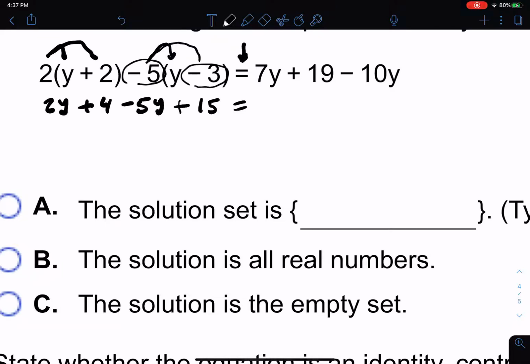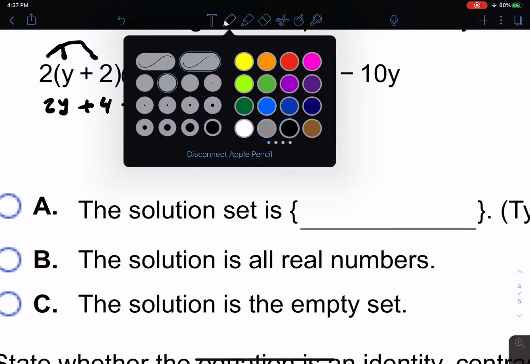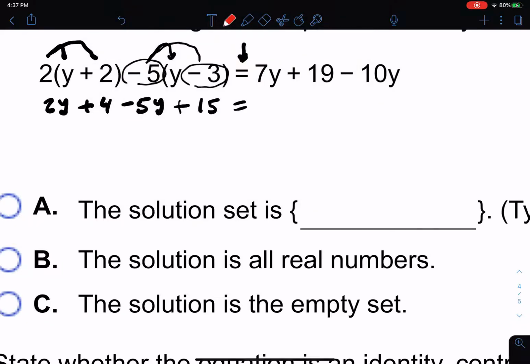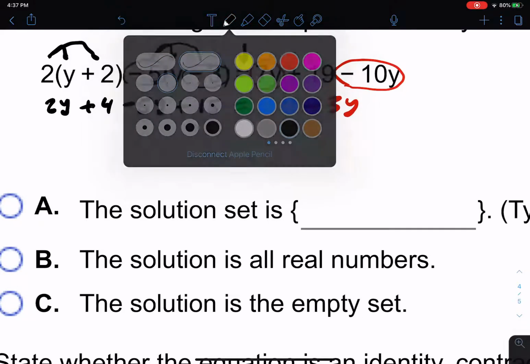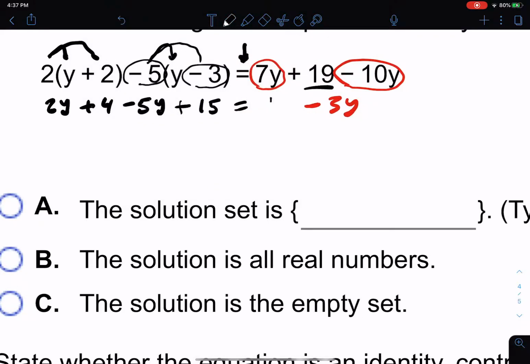Well, the right side is already distributed and simplified somewhat, but the like terms are not together yet. How about 7y, don't forget the sign, and a negative 10y, which gives us what? Negative 3y. Don't forget that we also have this 19 here. 19 minus 3y. Now on the left-hand side, there's definitely some combining that can take place.